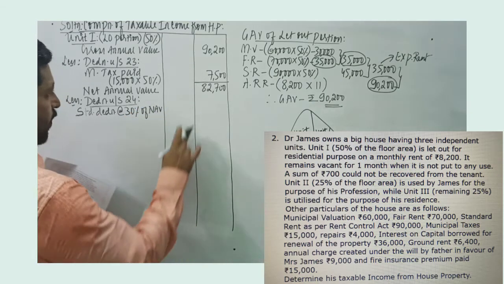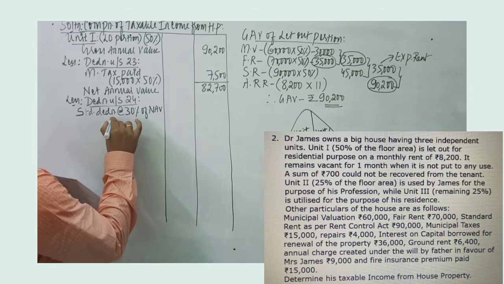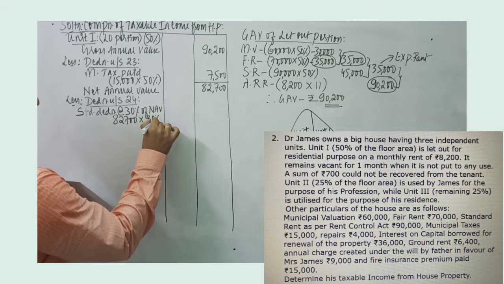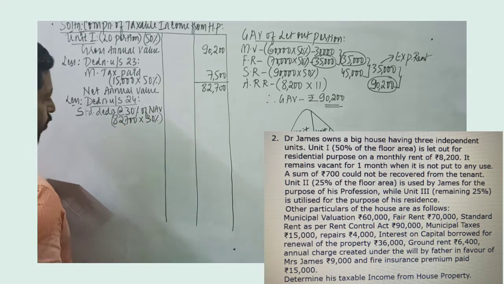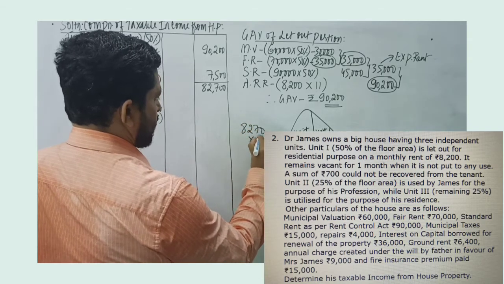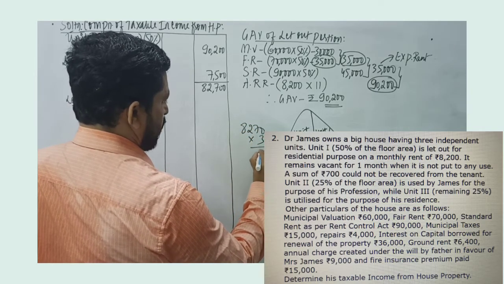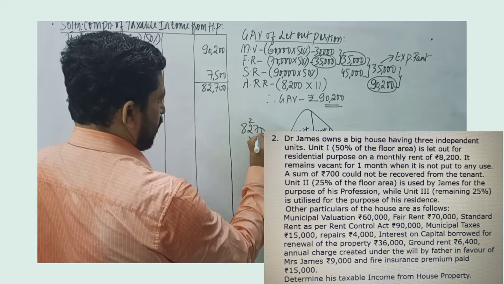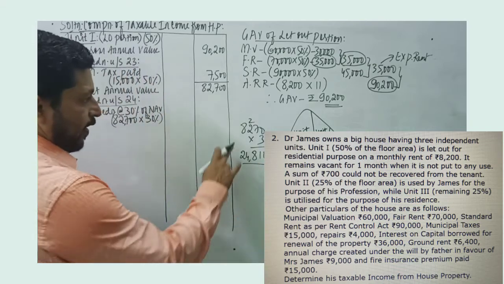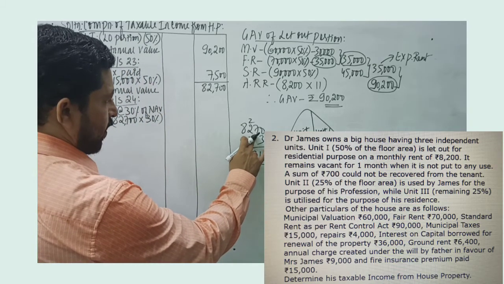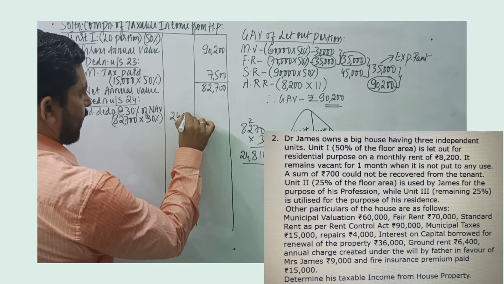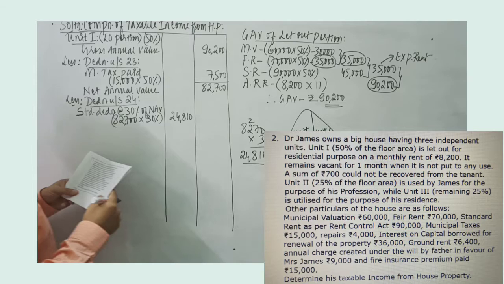So standard deduction at 30% of NAV, which would be 82,700 into 30%. So that would be 8,270 into 3, which gives 24,810. So 24,810 is the standard deduction.